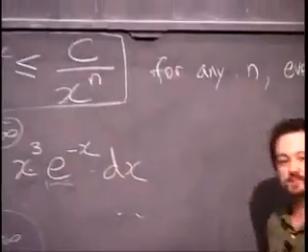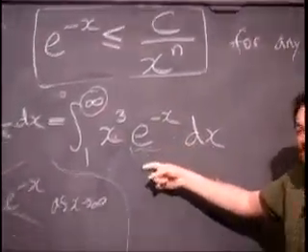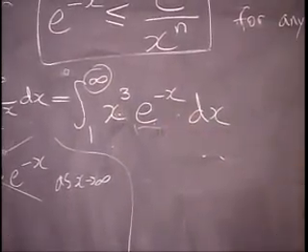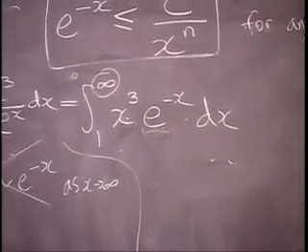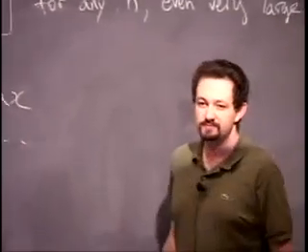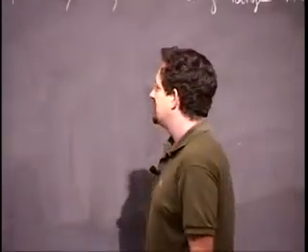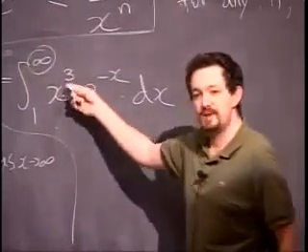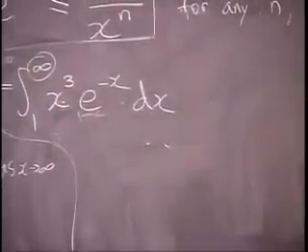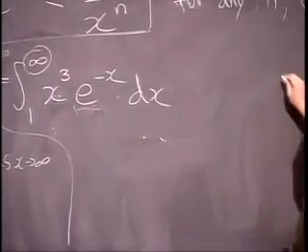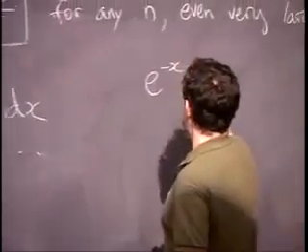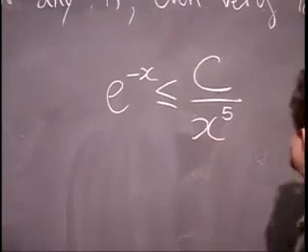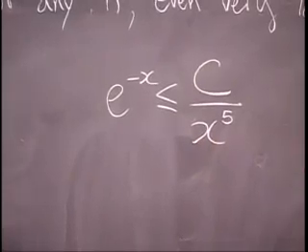Now here's the secret. You need to pick a power that is big enough not only to swamp the 3, but to leave a negative power in its wake. So what I would suggest is to add 2 to this power. 3 plus 2 is 5. I am going to say that e to the minus x is less than or equal to some constant over x to the 5. You will see.